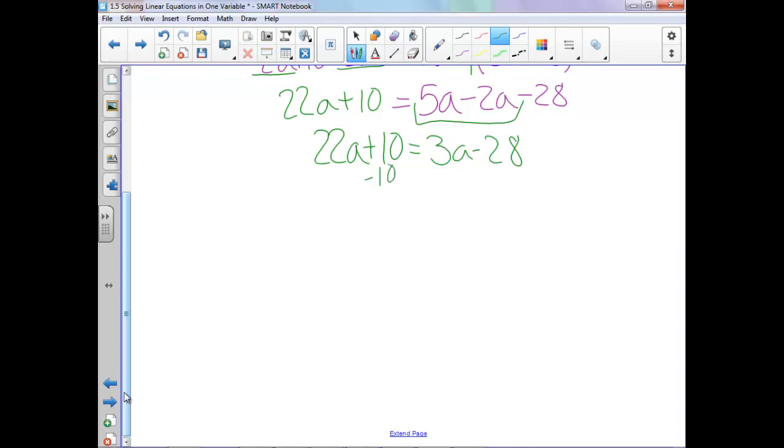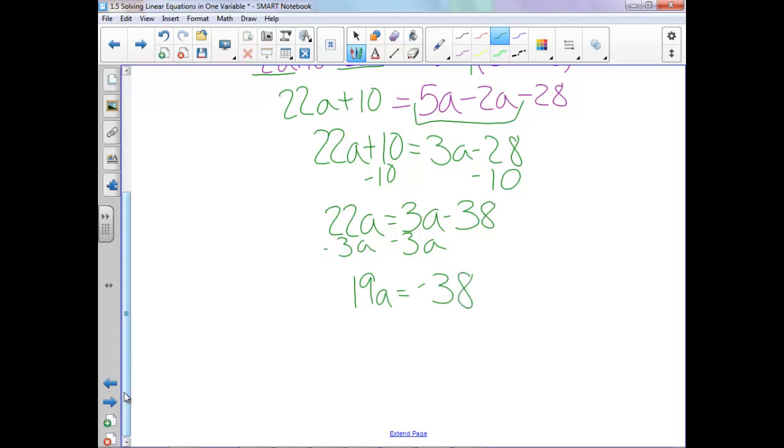So let's subtract 10 to get our numbers together. So we'll have 22a equals 3a minus 38. Now move our a's. That 3 is positive, so we'll subtract it. So we'll have 19a equals negative 38. Divide by 19. And a equals negative 2.